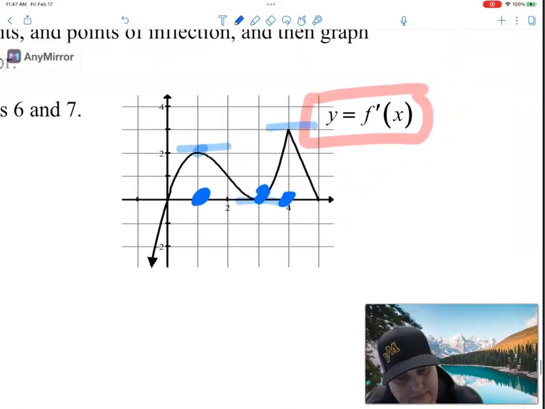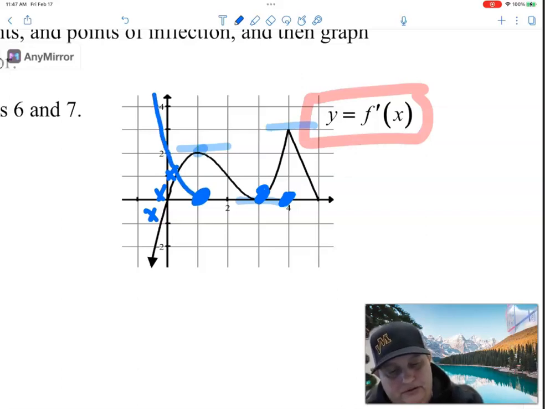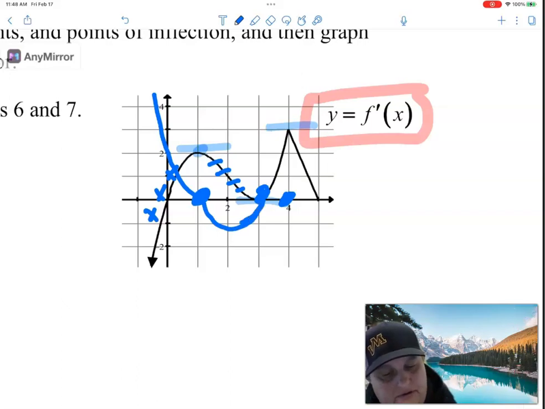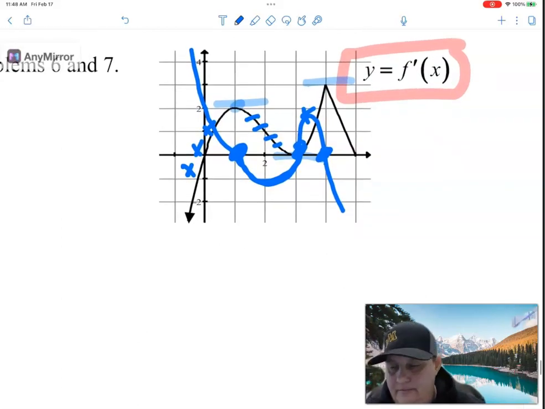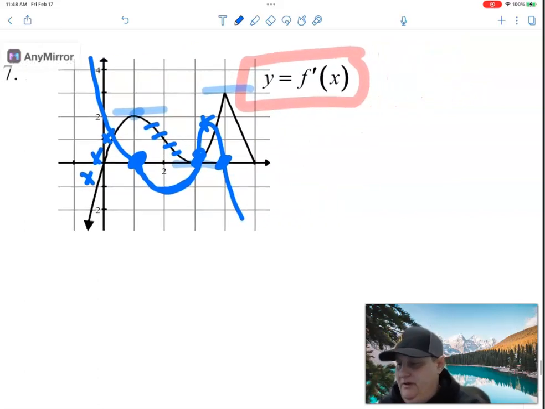Now, to the left of that, these are positive slopes, which means they are big numbers. These are negative slopes, which means they are small numbers. And then positive slopes going down to negative slopes. So I think that's about what my f double prime is going to look like.